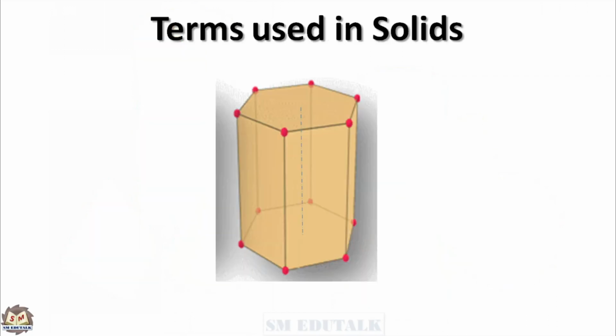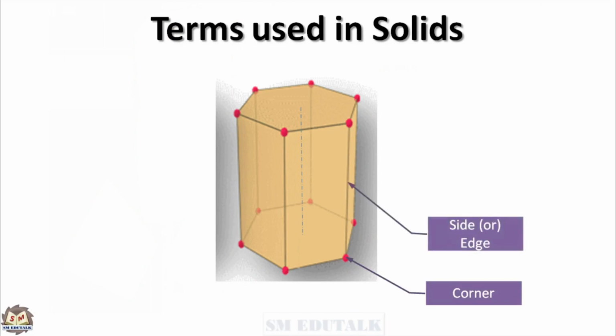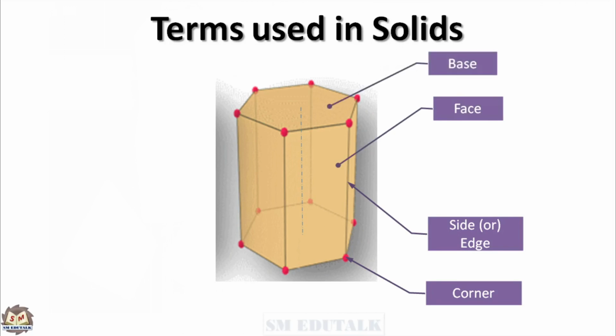Now, let us see some important terms used in the solids. The points you see in this hexagonal prism are called corner points. A line that connects two corner points is named a side or an edge. Any portion bounded by the edges is called a face. A base is nothing but a face having the true shape of the solid. The true shape of the hexagonal prism is hexagon. That's why it has two bases on its top and bottom. Finally, there is an imaginary line that passes through the center of the solid. It is named the axis.